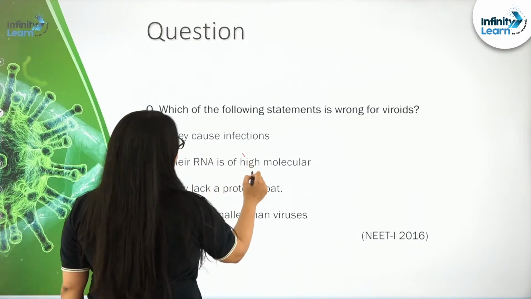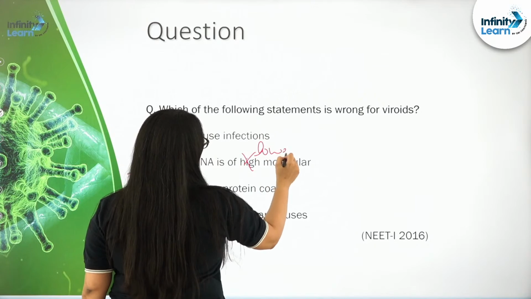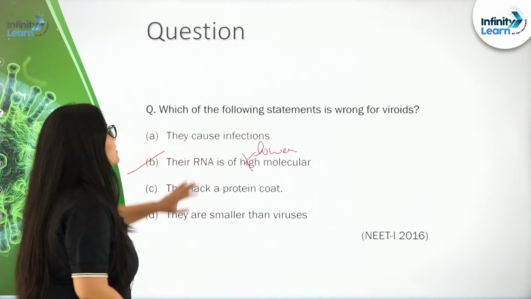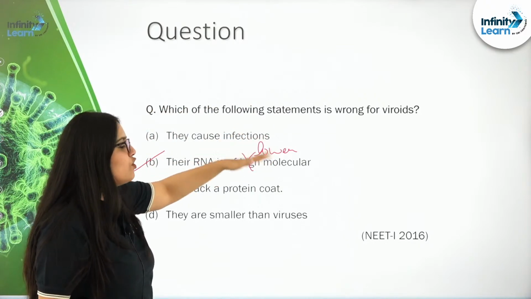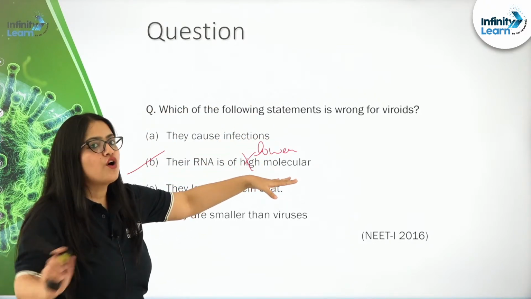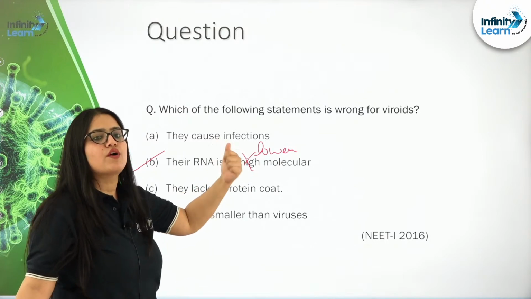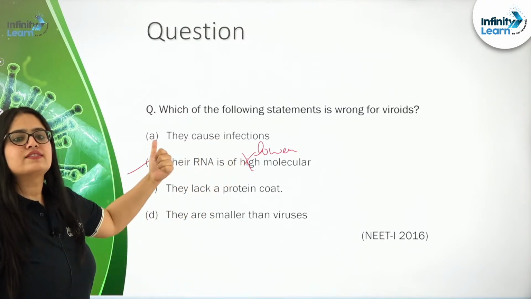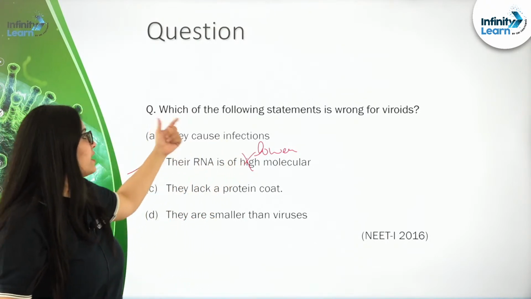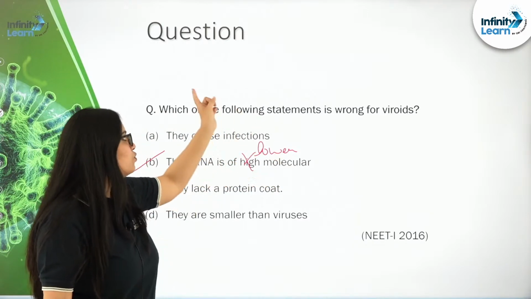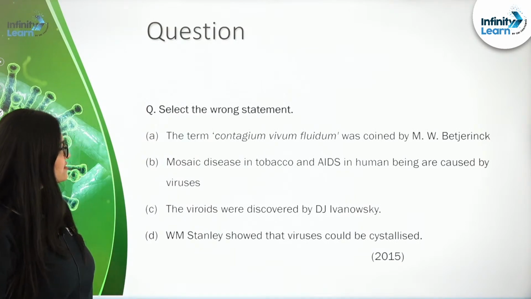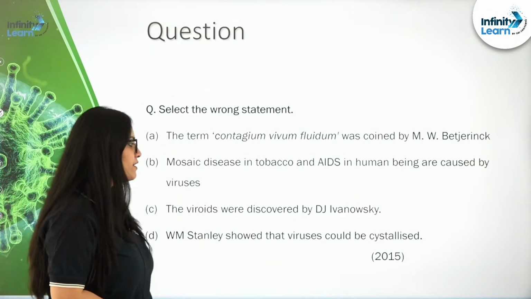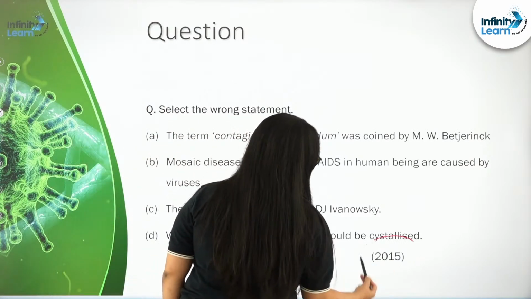The RNA is not higher but lower. So my kids, the RNA present in viroids is actually of lower molecular weight, not higher. Please note this important fact. Their RNA is of lower molecular weight. That is all about viroids. Next question. Select the wrong statement. Everybody, this question was asked in 2015.